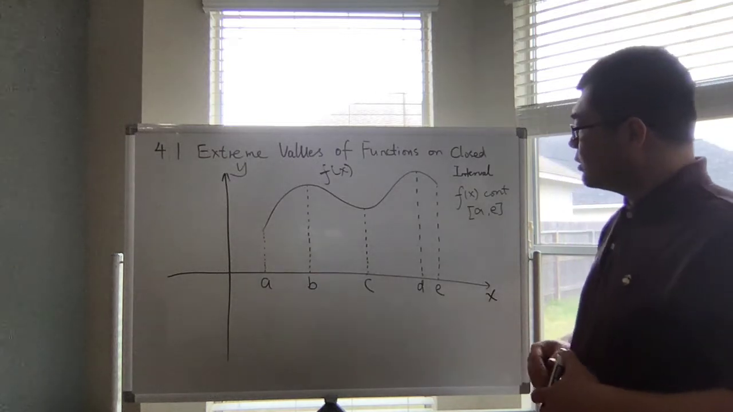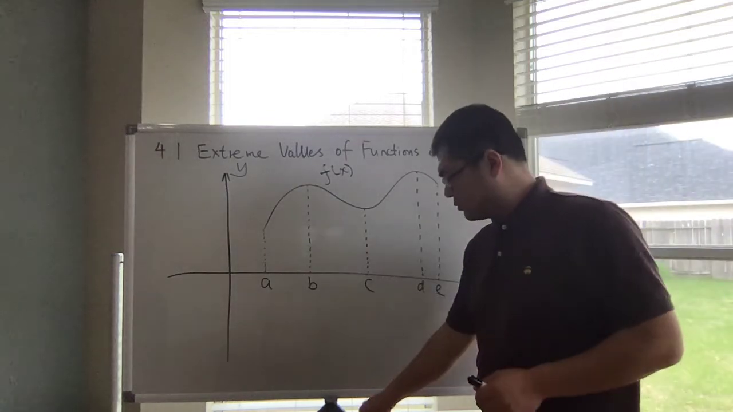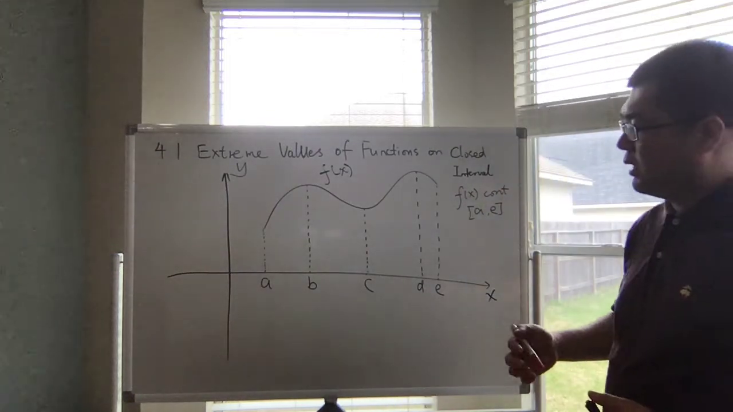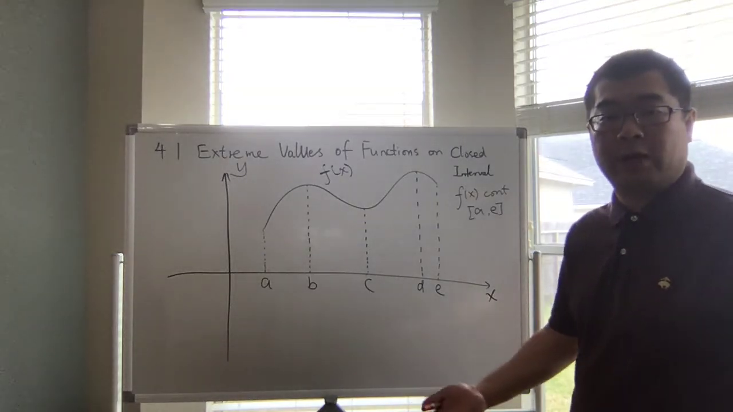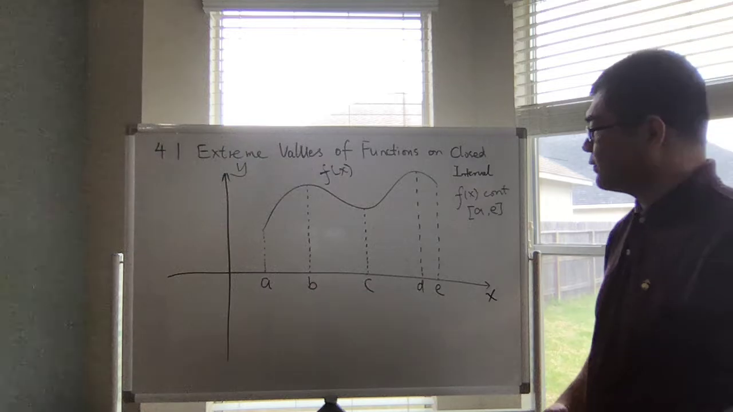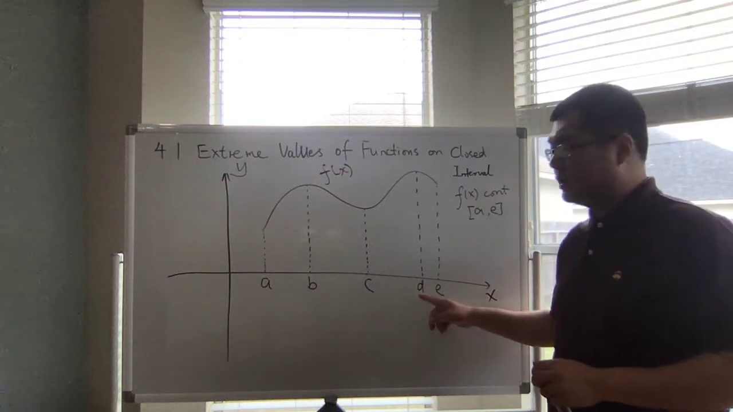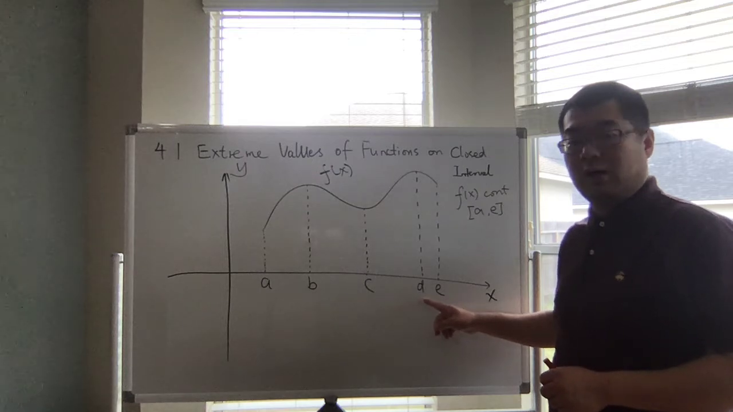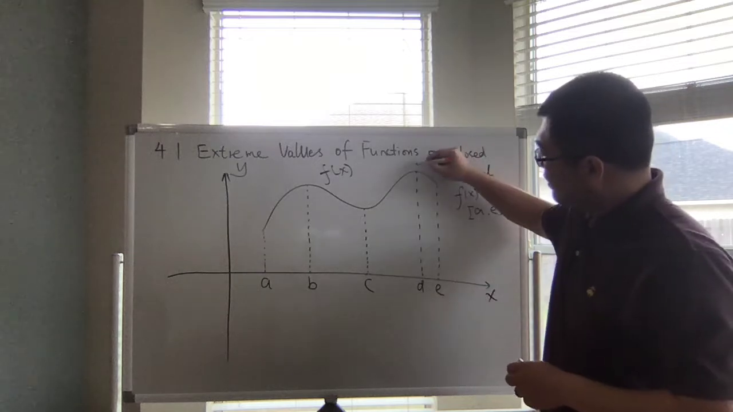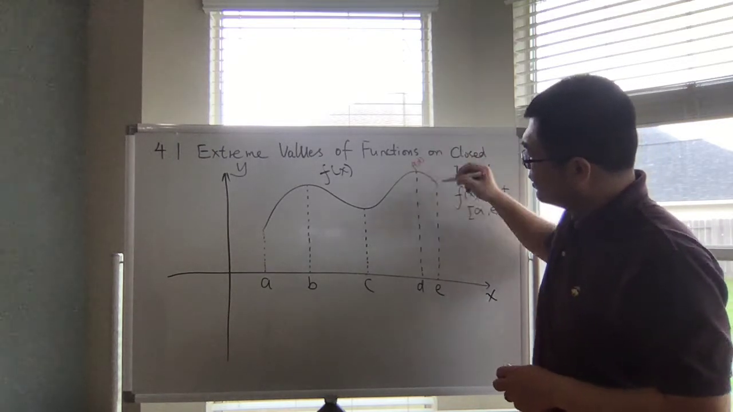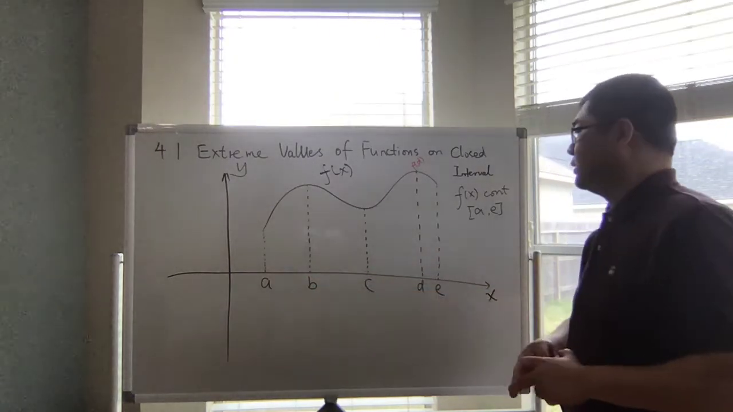Now look at this graph and think about this question. At which point does f(x) attain its largest value? For this problem, it shouldn't be that difficult, right? Clearly, at x equals d, the corresponding value f of d is the largest value across the whole interval from a to e.